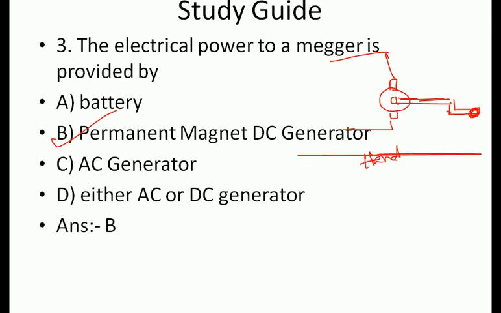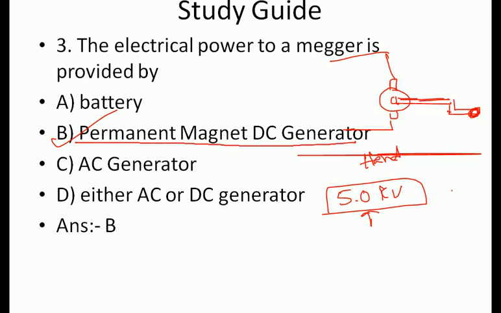In a modern electronic Megger, okay, that is a 5 kV Megger. A 5 kV Megger means a DC voltage of 5 kV is generated. So this is an electronic Megger, and we just need to push the switch, it is not hand driven, okay. So moving to the next question.